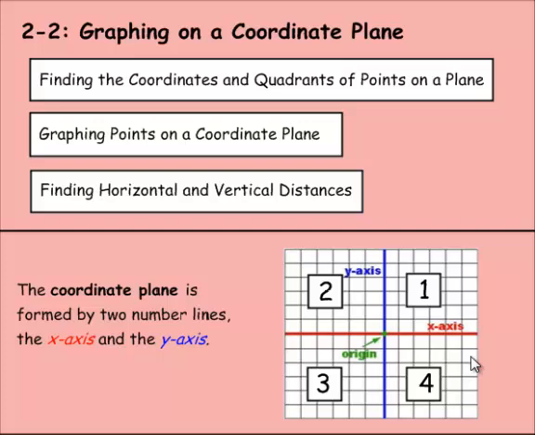We're starting lesson 2 of chapter 2, which is graphing on a coordinate plane. We'll be doing three things: finding the coordinates and quadrants of points on a plane, graphing points on a coordinate plane, and then finding horizontal and vertical distances.